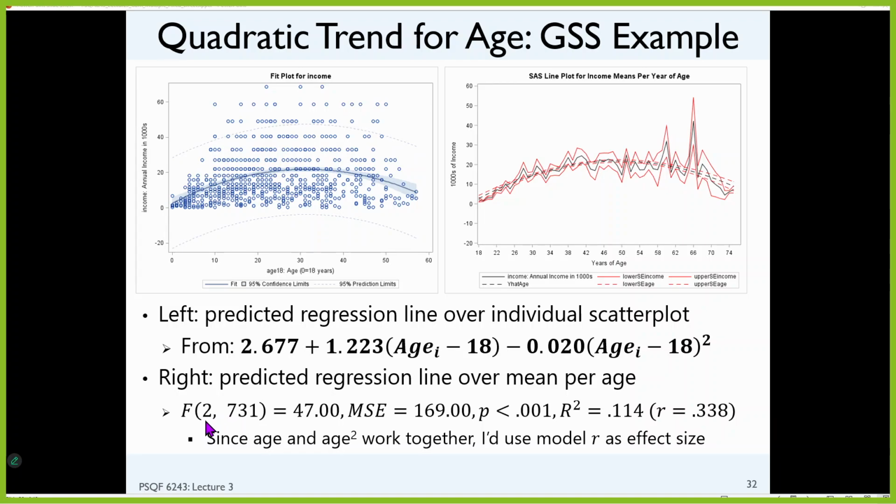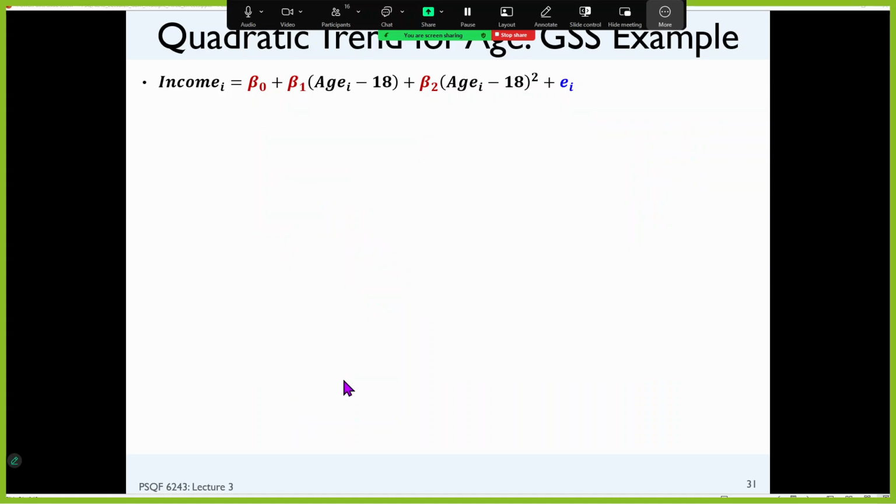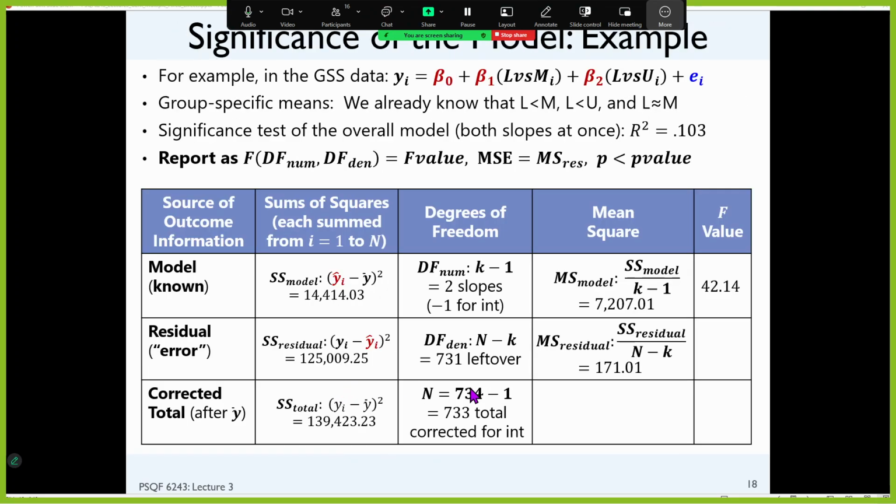So the test of the model at this point, F, what's the 2 here for? Do you remember this? Which one? Numerator, yep. That means this one is denominator degrees of freedom. Do you remember where those terms come from? I'm getting there. This is where.